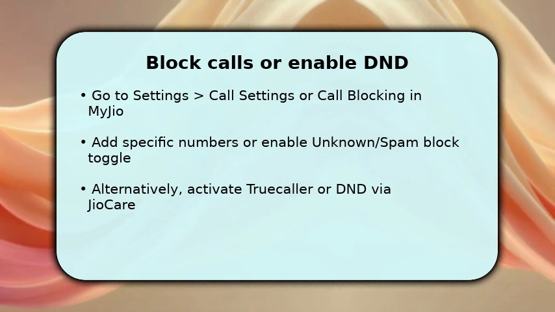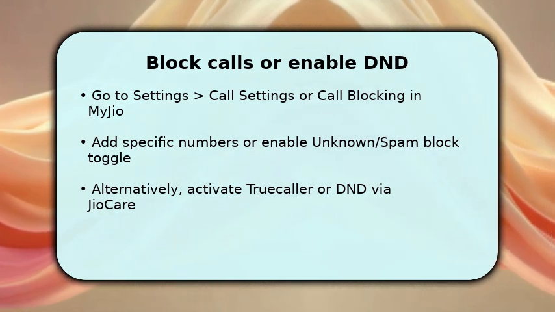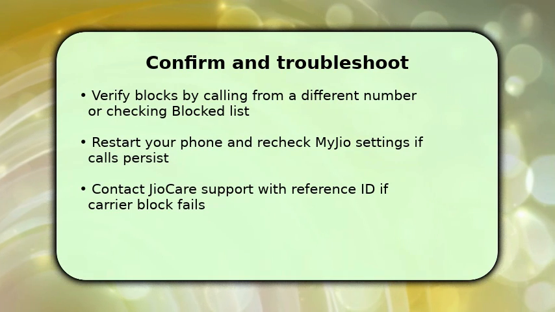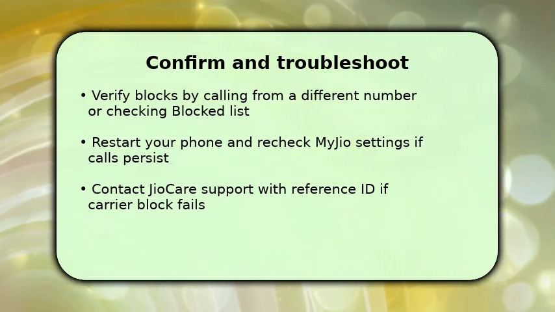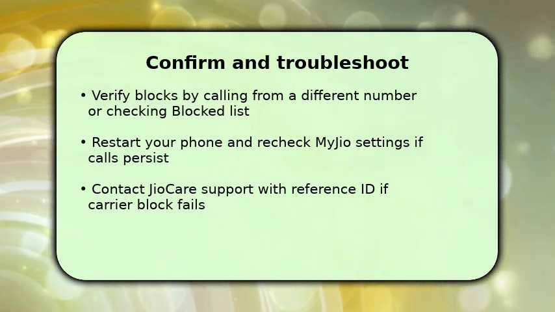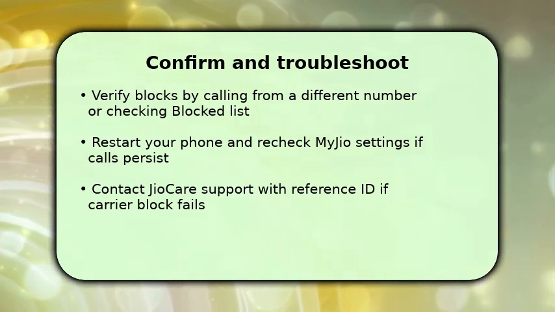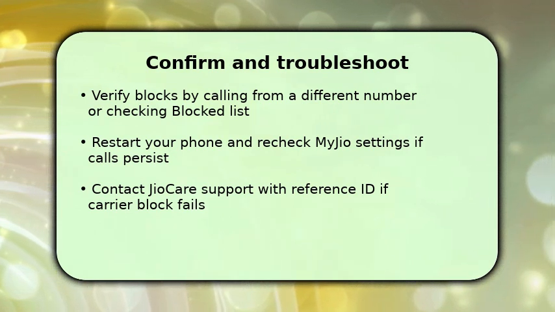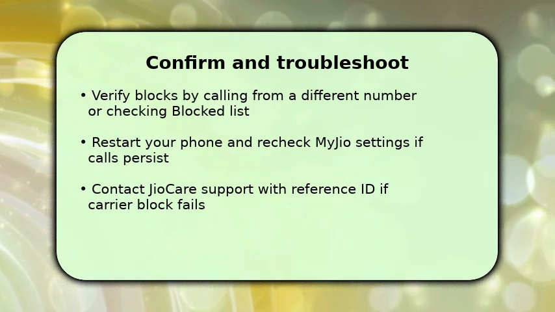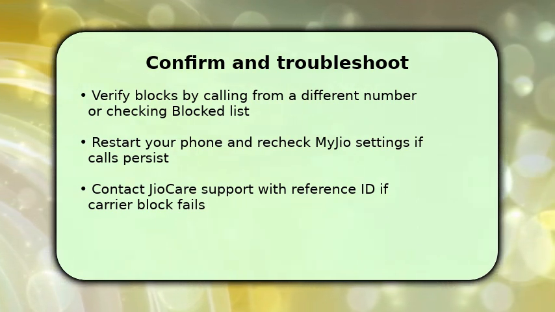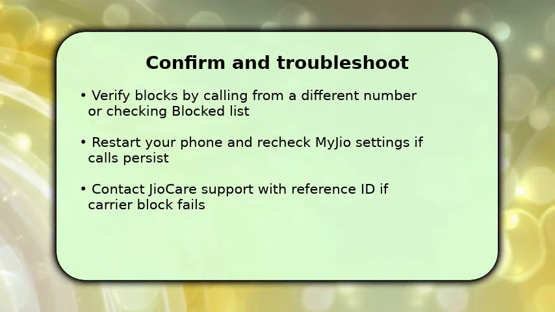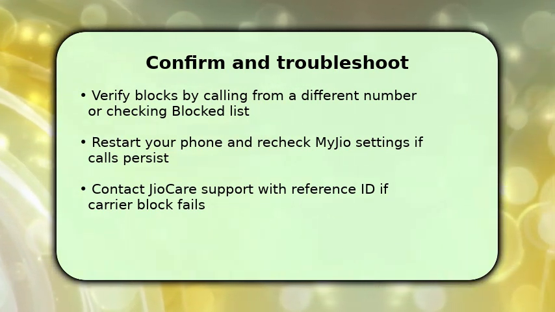Finish by verifying the changes. Test with another phone or review the block list in the app to confirm entries. If calls still come through, restart your device to refresh network settings, then reopen My Geo and double-check that blocks and DND are active. If the issue persists, contact GeoCare support, request a reference ID, and ask them to confirm carrier-level blocking. This helps technicians trace the problem faster and ensures the block is enforced on the network side.